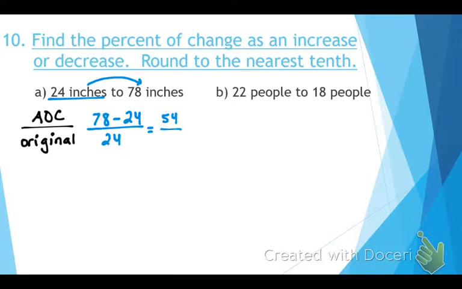54 divided by 24. Who can help me? What is 54 divided by 24? 2.25. All right, 2.25. Now, if you remember, I want to find this as a percentage. So what should I do with my decimal? Move it over to the right 2 times. Good job. So what would this be?